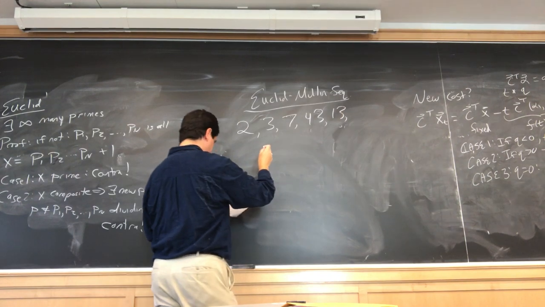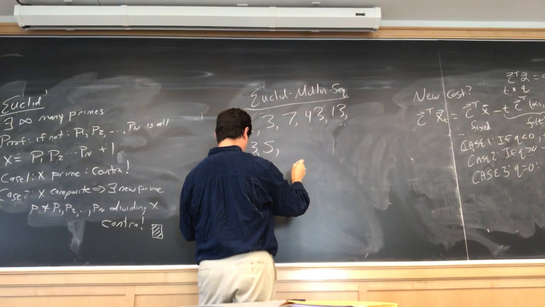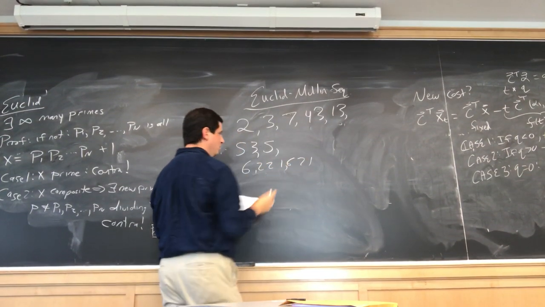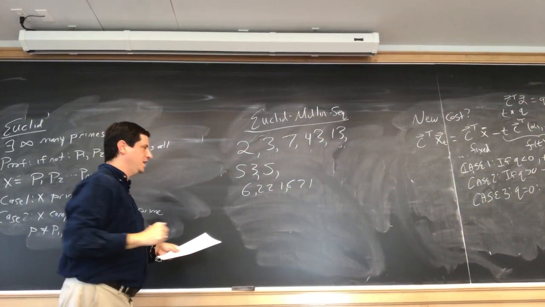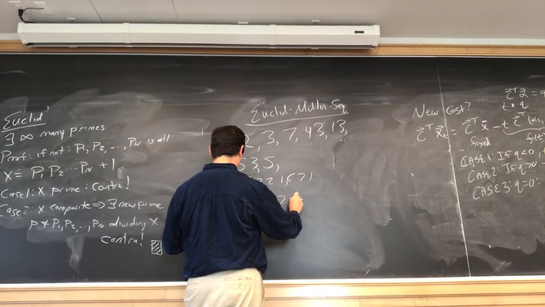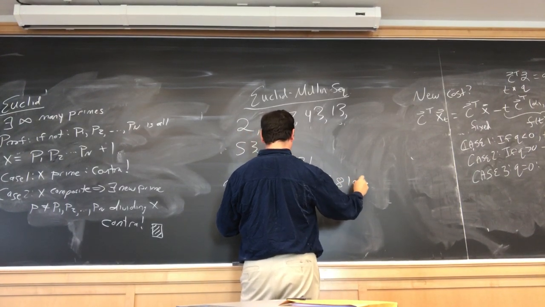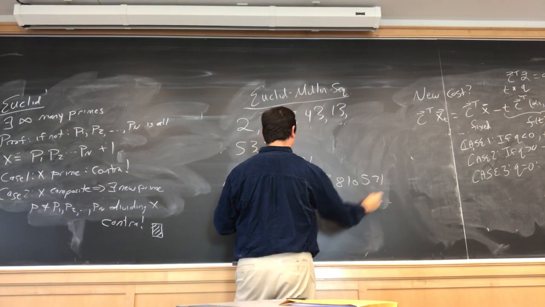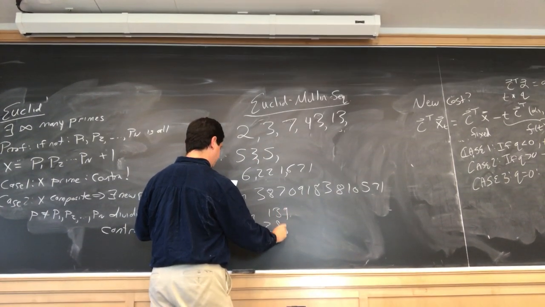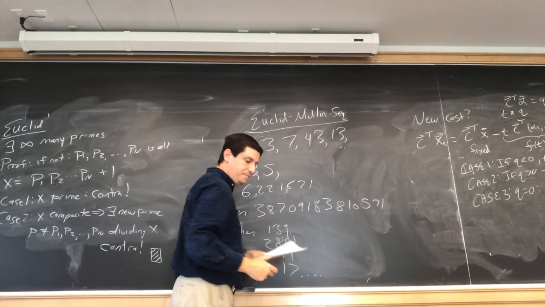And I've written it over here. Then it is 53, 5, and then 6221671. So you can see a nice, interesting change in terms of size. Then after that, 387091838105711. And then I love what comes next. Then 139, 2801, 11, and I'll end with 17. And the list goes on and on and on.